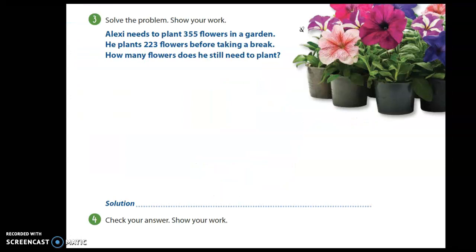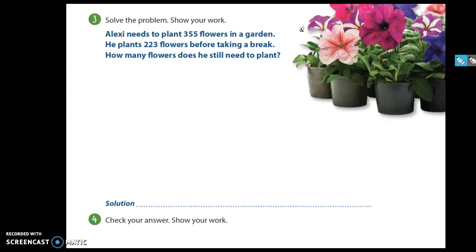Here's another problem. However, in this problem, we're going to talk about regrouping. That means when I have to borrow from the tens place or hundreds, depending which one it is. It says, Alex needs to plant 355 flowers in the garden. Alex plants 223 flowers before taking a break. How many flowers does he still need to plant?